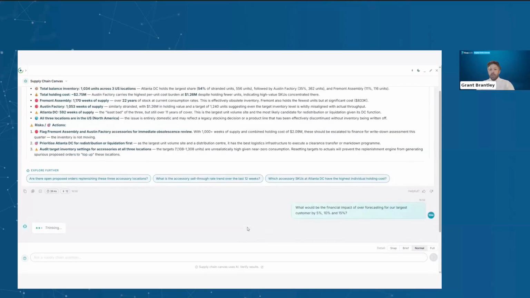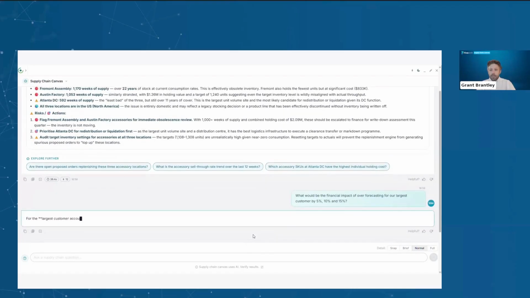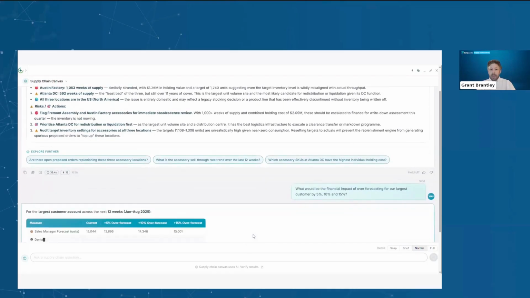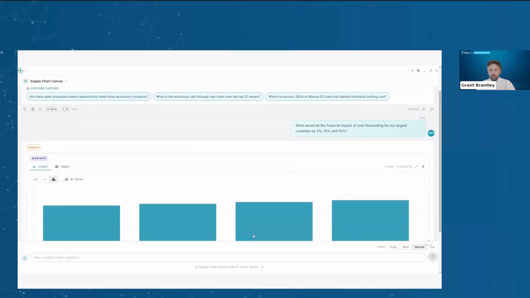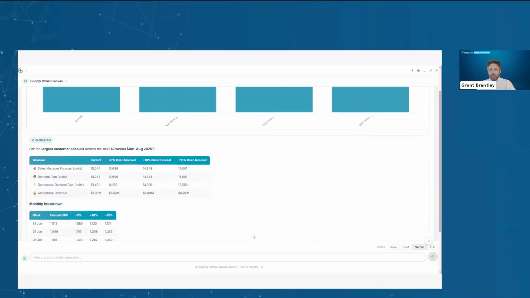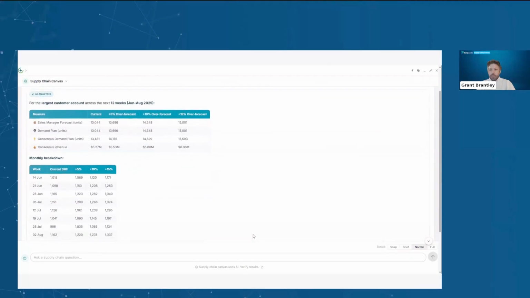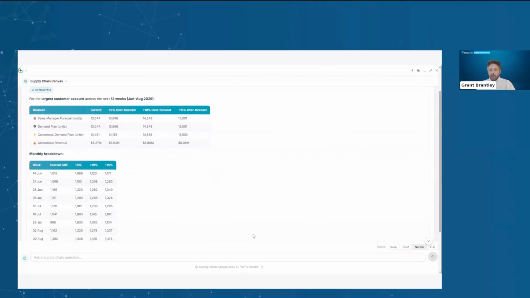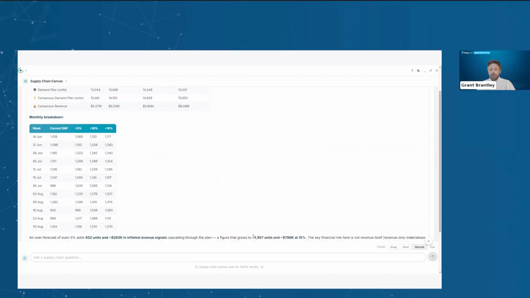Now we'll go back to looking at our forecasting and want to see what would happen if we ran a scenario looking at over forecasting for just our largest customer by 5, 10, and 15%. So if we're too optimistic, what we can see is Canvas is going to run this scenario for us, not changing anything in the live plan. It's bringing it back to us, and it gives us a breakdown of all the different forecasts in the system: from our sales manager, demand plan, consensus, and the consensus revenue. And it breaks it down even further into the months below it.